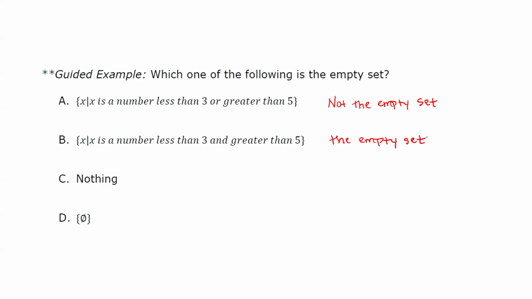Okay. C, nothing, just nothing. All right, so nothing is a descriptive word. It is not a set. So this is not the empty set. And D, we spoke about this previously, but we have the empty set within a set, which means that this set contains an element, which is the empty set. So this is not the empty set.